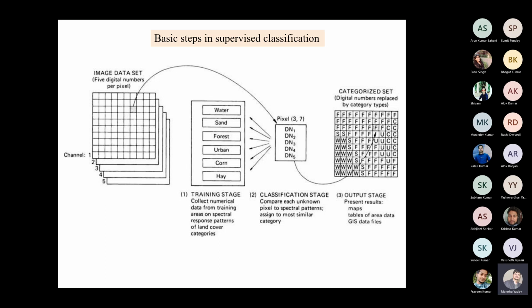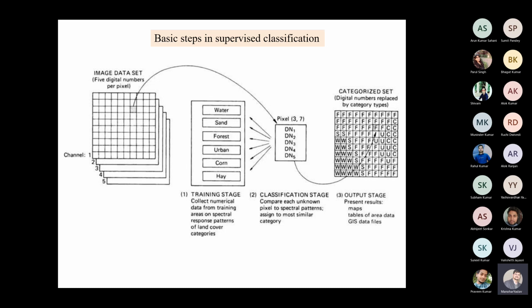This is the basic step that is illustrated here through the workflow. In the first case, multi-channel data, multispectral images with 5 bands, are given. Through the training, for 6 classes, we have generated training samples. Now, an unknown pixel is selected, and that is compared with the training data on the basis of closeness.